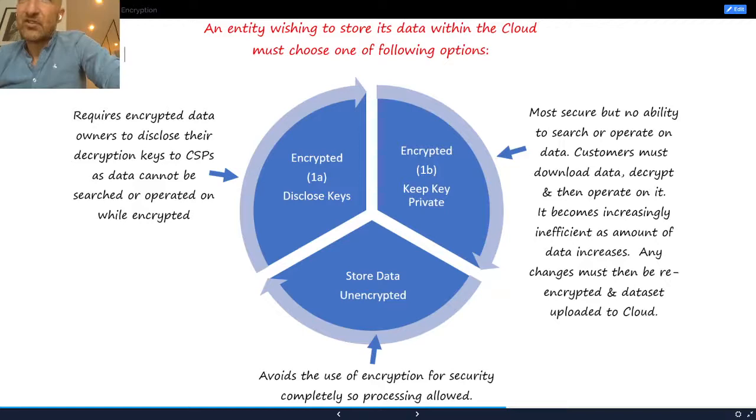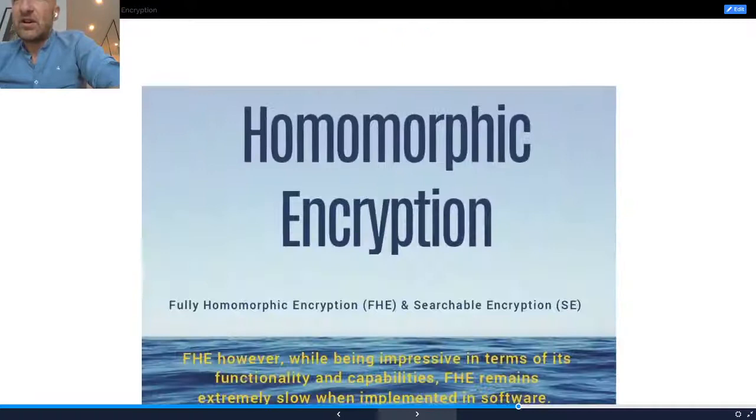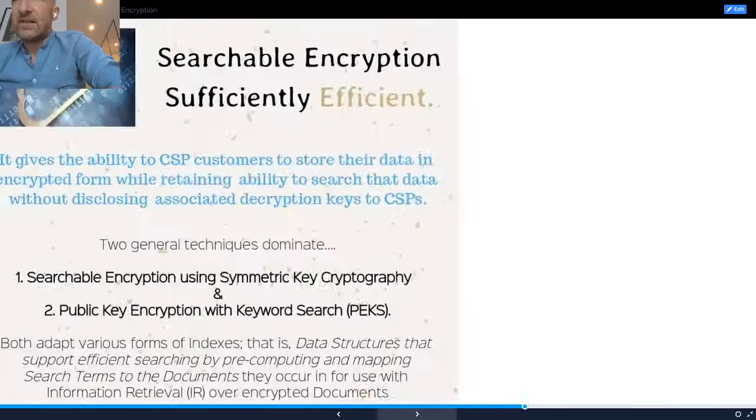So the ideal solution is achieving an optimal balance of data security and functionality within the cloud, where the cloud service provider has the ability to search and operate on data while it is in encrypted form, but still has no knowledge of the associated decryption keys or plain text. And that is what searchable encryption offers. It's a subset of homomorphic encryption. Fully homomorphic encryption is impressive in terms of the full range of searchability and security, but it's impractical for modern computers. Therefore, what we have is subsets of searchable encryption.